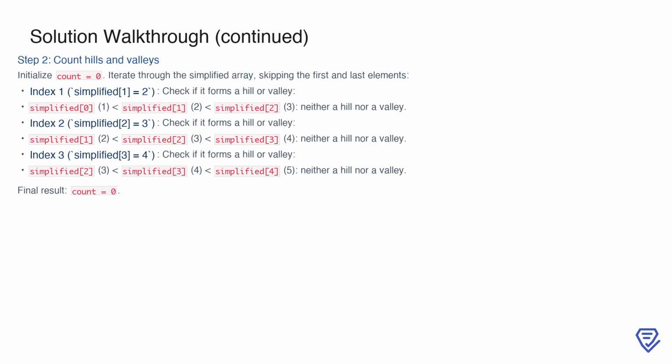To summarize, after simplifying the input array and counting the hills and valleys for each example, the results are as follows. In the first example, the count is 3, representing 2 hills and 1 valley. In the second example, the count is 0, as no hills or valleys exist in the simplified array. Similarly, in the third example, the count remains 0, as the array represents a strictly increasing sequence with no hills or valleys. This approach ensures that we efficiently simplify the input and accurately count the hills and valleys in the array.